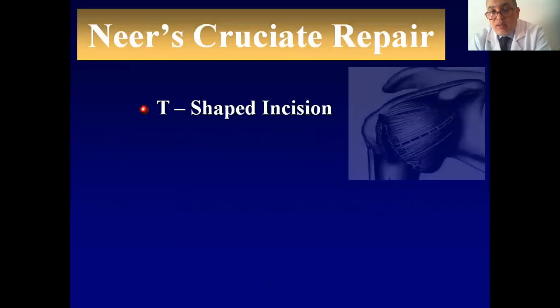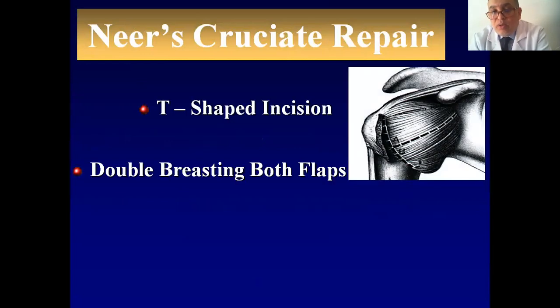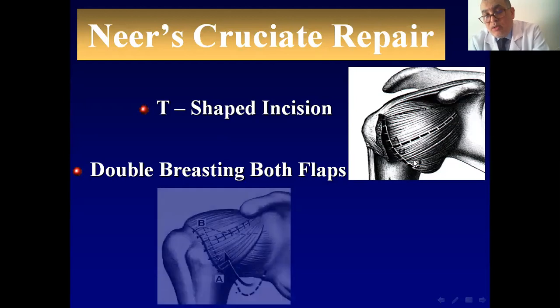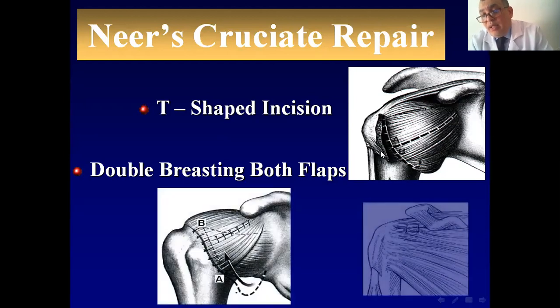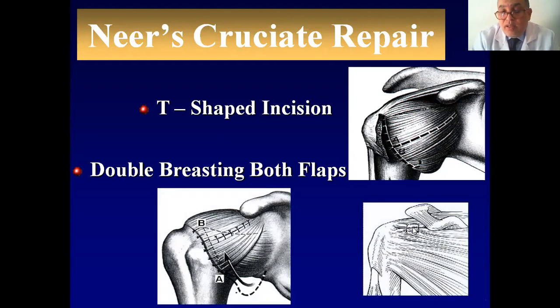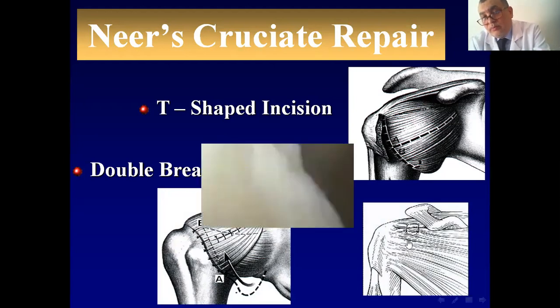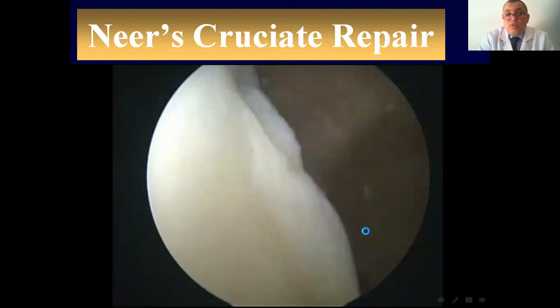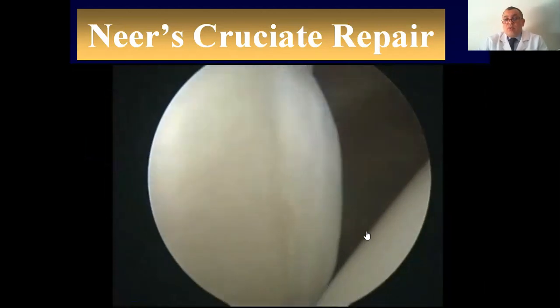This was later developed into the Neer cruciate repair, in which a T-shaped incision is performed and both triangular flaps are double-breasted. And then he stated that we should close the rotator interval. This is a short video showing arthroscopic inferior capsular shift.